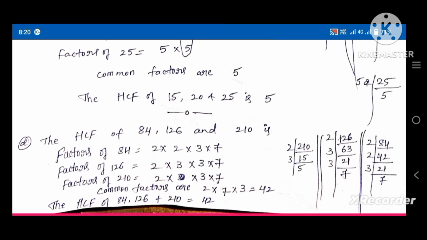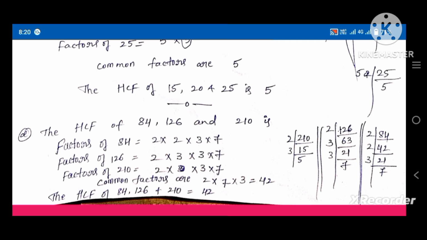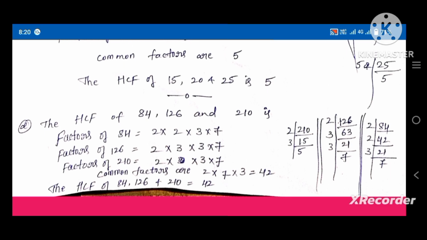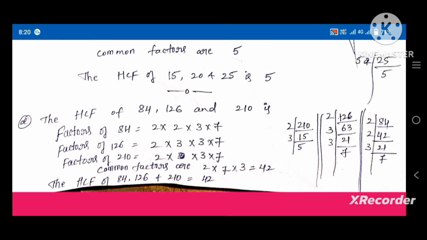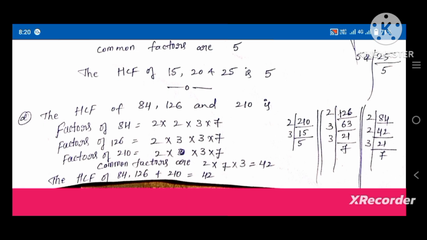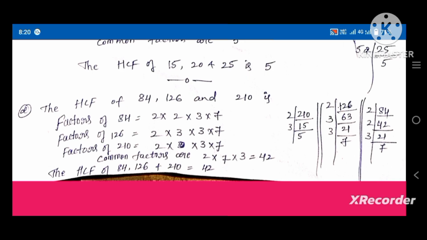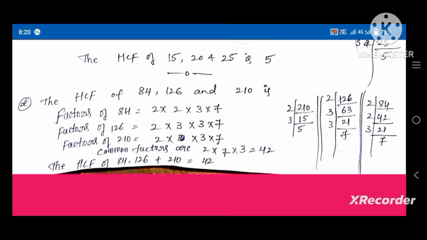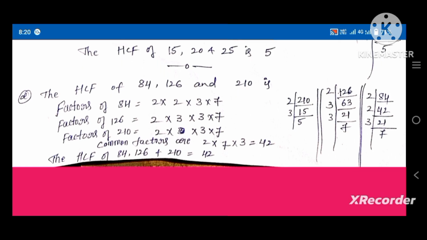D. The HCF of 84, 126 and 210. Factors of 84 are 2, 2, 3 and 7. Factors of 126 are 2, 3, 3 and 7. Factors of 210 are 2, 3 and 7. Common factors are 2, 7 and 3. The HCF of 84, 126 and 210 is 2 into 7 into 3, which is equal to 42.